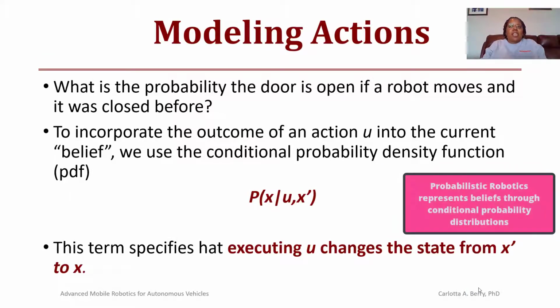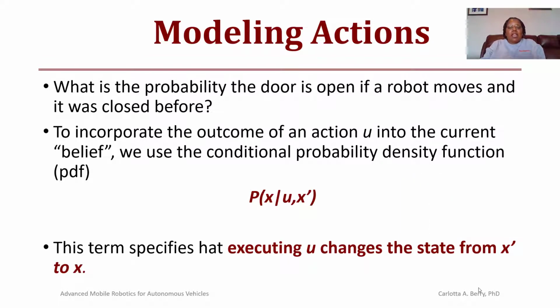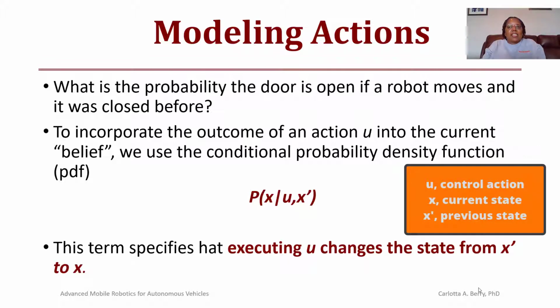So thinking about what we discussed before with the robot going through the door and having to model the actions, what is the probability that the door is open if the robot moves and it was closed before? To incorporate the outcome of an action, we now use U to represent the action into the current belief that we have, and we use the conditional probability density function, or the PDF. So the probability of the current state X, given that the robot made an action U, moved, and that we knew the previous condition of the door, X prime. This term specifies that executing U changes the state from X prime to X for the door, being either open or closed.